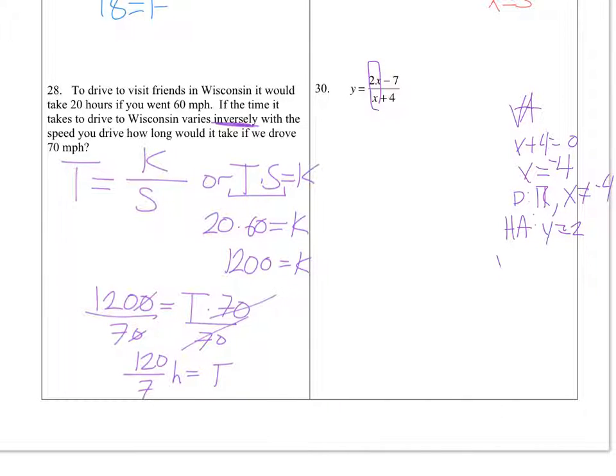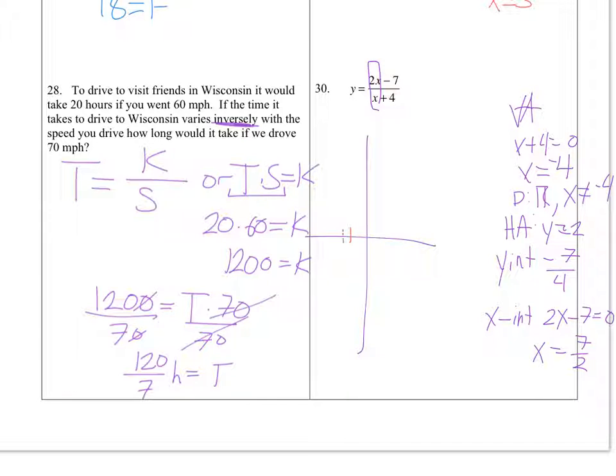For my y-intercept, I'm going to plug in 0 for x, and I get negative 7 over 4. And for my x-intercept, I'm going to set the top equal to 0. 2x minus 7 is equal to 0. That means that x is equal to 7 over 2. Let's plot these points and see what we get.